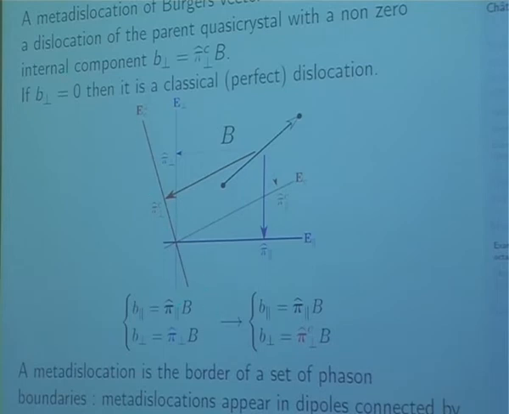In that space, all phasons have collapsed on a lattice, and I will connect a point of a lattice to another point of a lattice. And I say that I have a metadislocation if this component, P perp, along this red, is non-zero. If the component is 0, then we just have a perfect dislocation of the approximant. It's a normal dislocation. Because it is non-zero, and because it is not a lattice vector of the approximant, a metadislocation must be the border of a set of phason boundaries. And I will show you they mostly would appear in dipoles connected by phason walls.